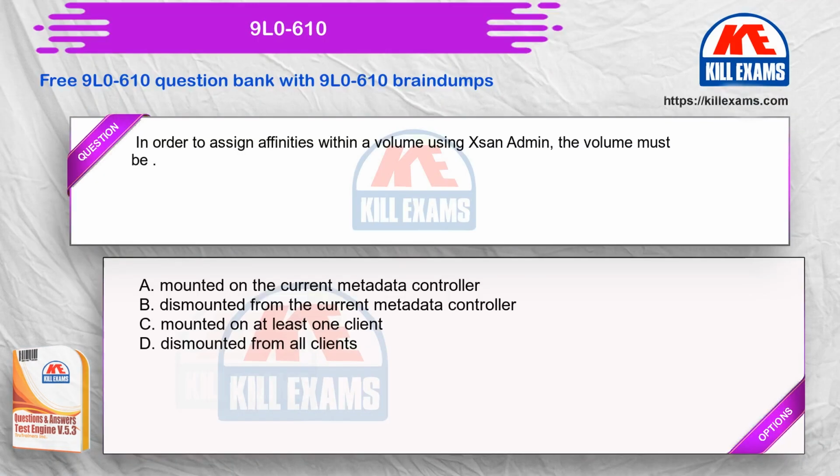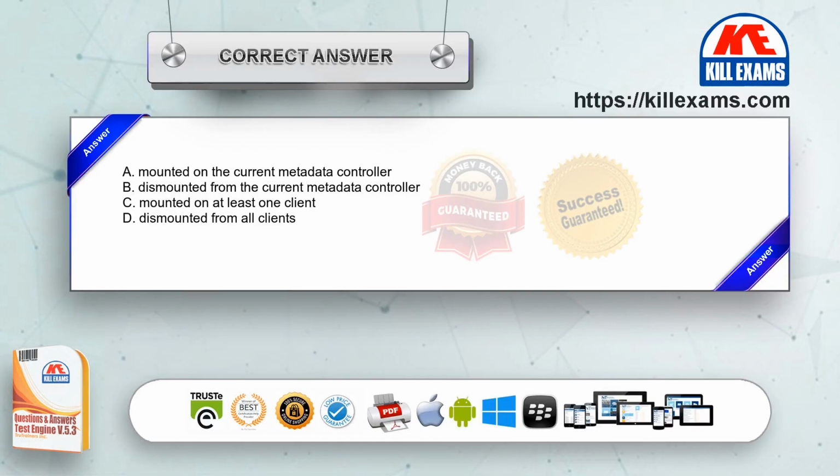In order to assign affinities within a volume using SynAdmin, the volume must be: Option A. Mounted on the current metadata controller. Option B. Dismounted from the current metadata controller. Option C. Mounted on at least one client. Option D. Dismounted from all clients. The correct answer is option A.